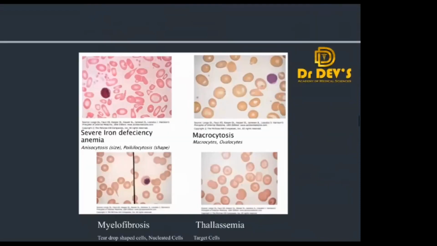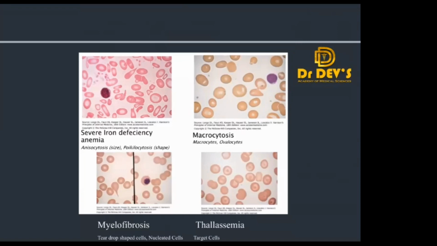Like this, in severe iron deficiency anemia, we will have microcytic cells, having low size, and hypochromic cells, more pale than the normal cell. And they can have pencil cells and clue cells. These are the cells we can find in severe iron deficiency anemia.